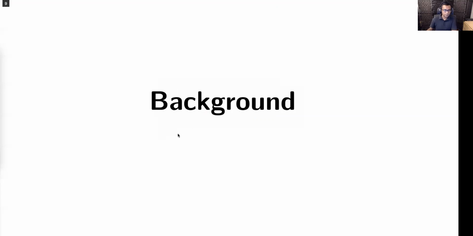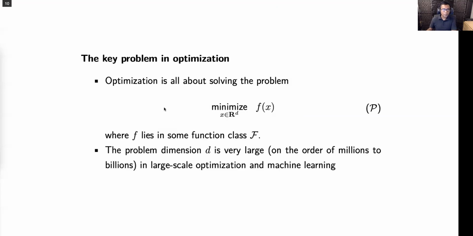First, let me start with the background. So what is the key problem in optimization? Optimization is all about solving this specific problem. We have some function f, which lies within some sort of function class, capital F.